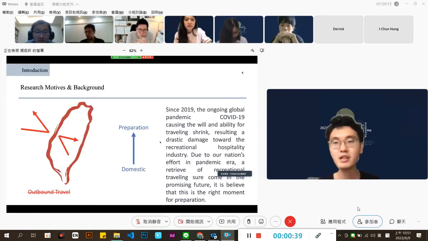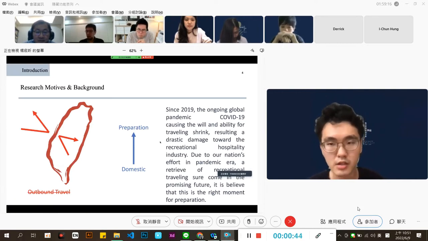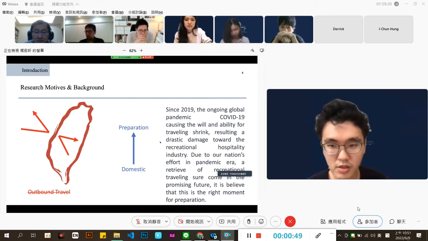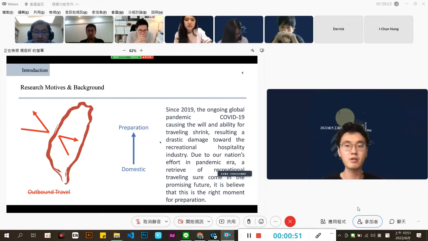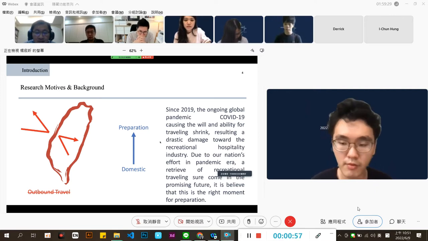Since 2019, the ongoing global pandemic, COVID-19, has shrunk the will and ability for traveling, resulting in drastic damage to the recreational hospitality industry due to our nation's efforts in the pandemic era. A retrieval of recreational traveling promises a bright future. It is believed that this is the right moment for preparation.